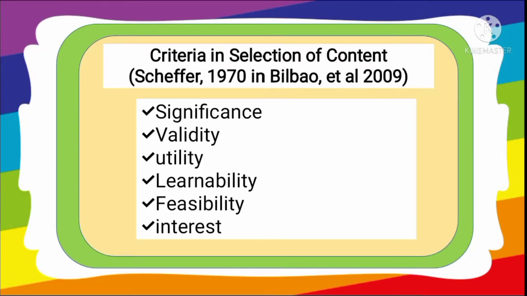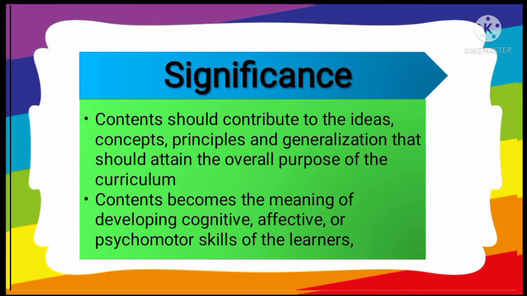Then let's proceed to criteria in selection of content by Schaeffer 1970 in Bilbao et al. 2009. In this case, they have 6 criteria in selection of content. First is significance, validity, utility, learnability, feasibility, and interest. Did you know what is significance in selecting a content?